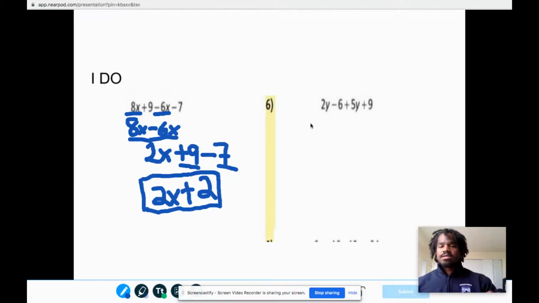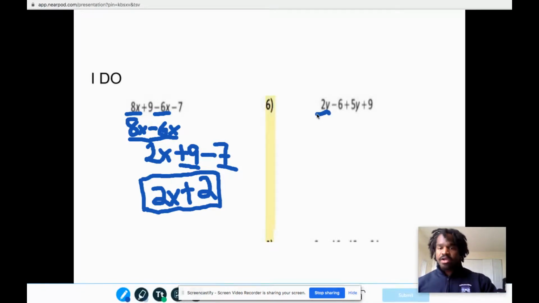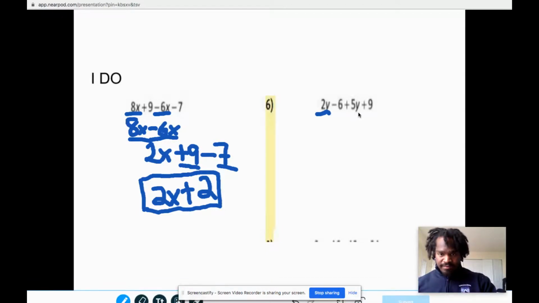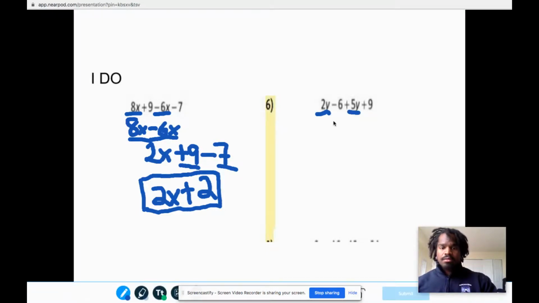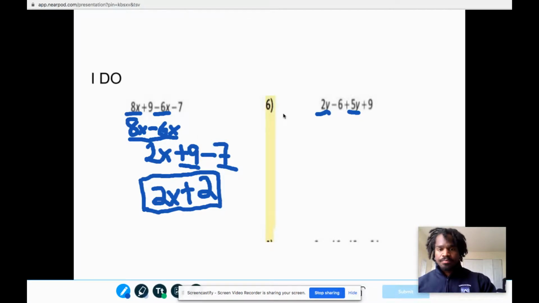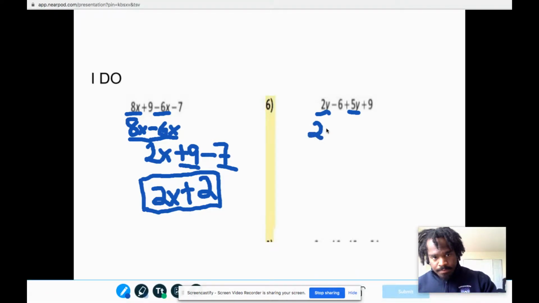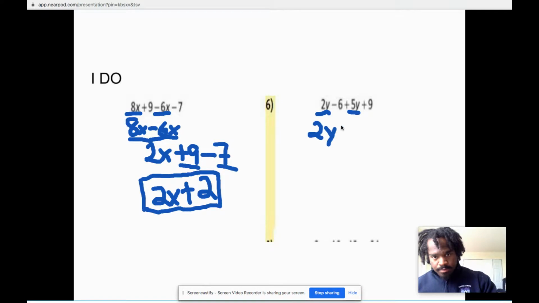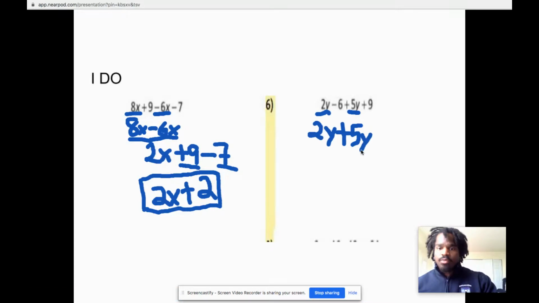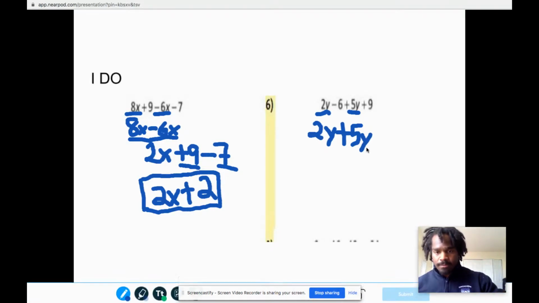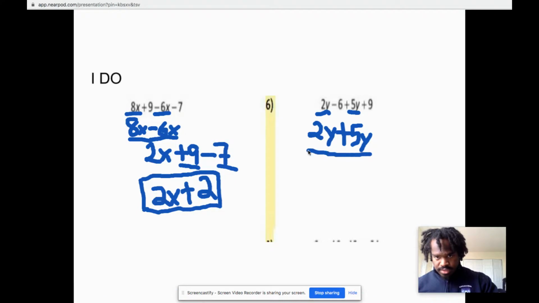Okay, so let's do example 2. Our variable is y. So we have 2y. We're going to underline our variables. 2y plus 5y. Okay, we can write it down just like we did in this example. 2y plus 5y. It's going to give us 7y, because 2 plus 5 gives us 7. And then we're just going to keep the same variable on the end. That gives us 7y.